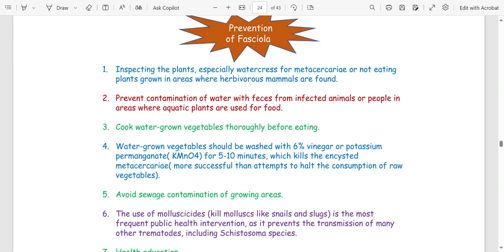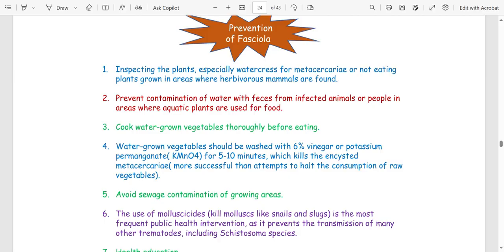So you cook properly. So water-grown vegetables should be washed with 6% vinegar or potassium permanganate. So please take note, you can wash them. If you want to wash these vegetables that are growing in the water, before you eat them, wash them with vinegar and potassium permanganate, not with water, for 5 to 10 minutes. Not just 1 second. You want to make sure that you kill the encysted metacercaria.